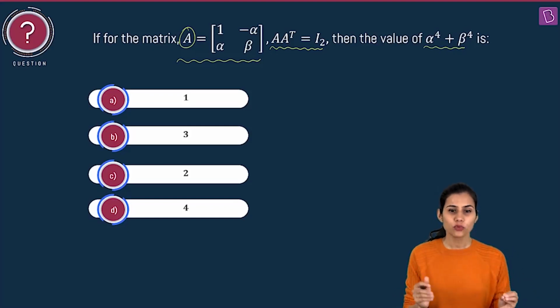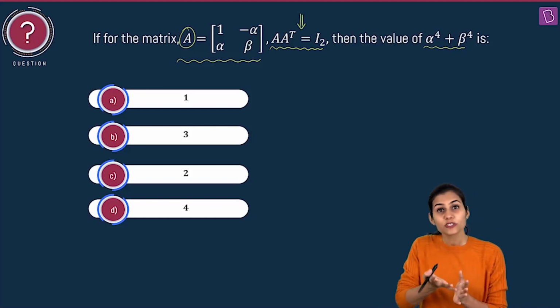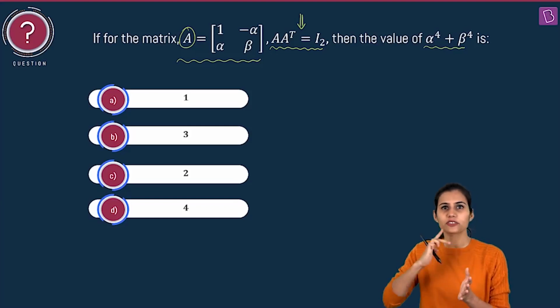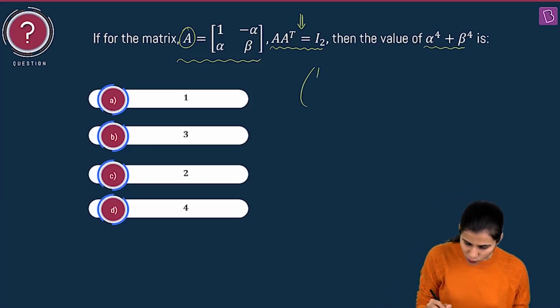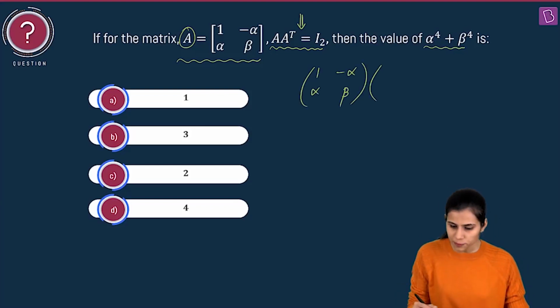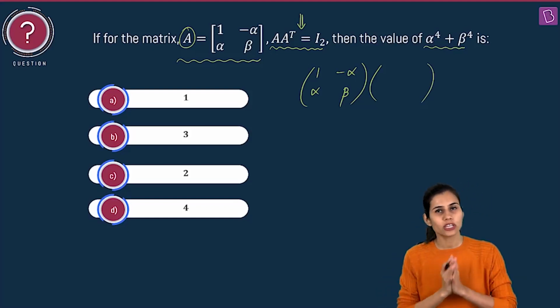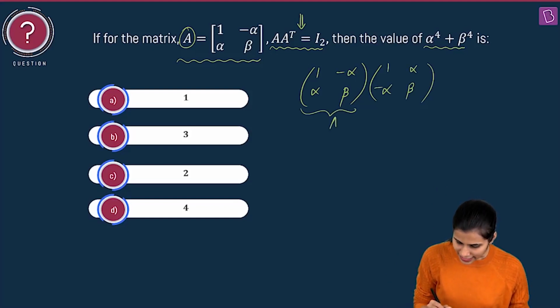The only thing you have to do is exploit this property to the fullest. Because from here only we can extract the value of our required expression, alpha raised to the power 4 plus beta raised to the power 4. Okay, so A is nothing but 1, minus alpha, alpha, beta, multiplied with its transpose. How do you obtain the transpose of a matrix? Just interchange the rows and the columns. Bingo, you're done. So first row becomes the first column. Second row becomes the second column. This is A and this is A transpose.